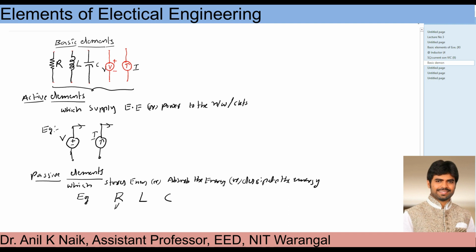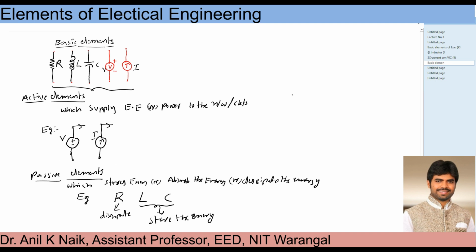R will dissipate the energy if you connect it to any active element. But L and C will store the energy. That's why R, L, C are called passive elements, which absorb energy from the active sources. That is the meaning of this concept.